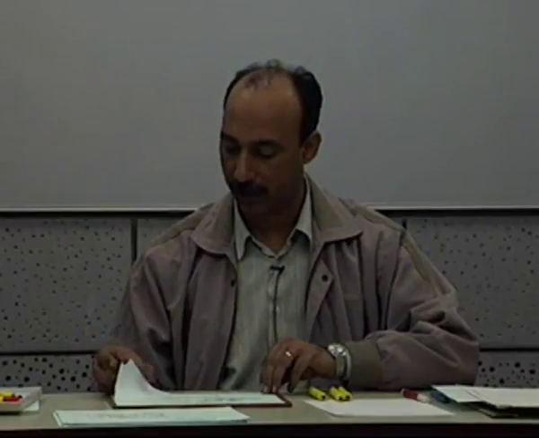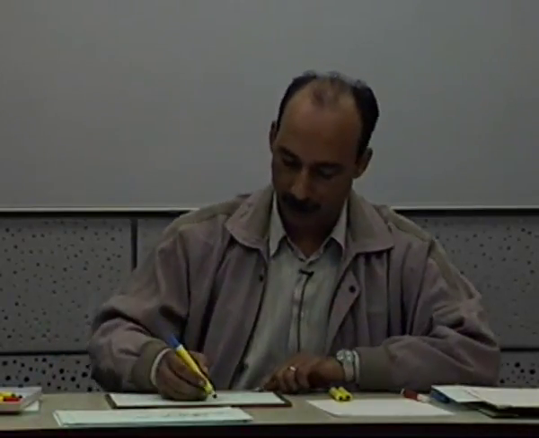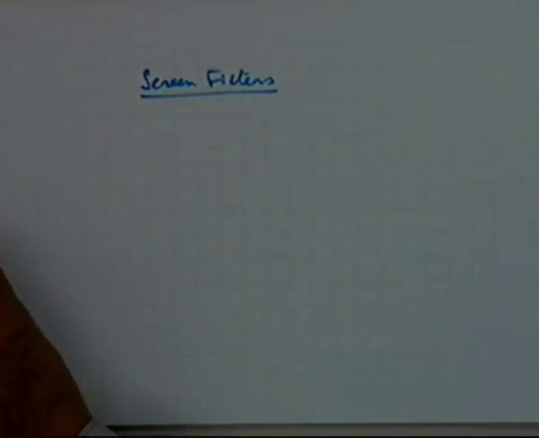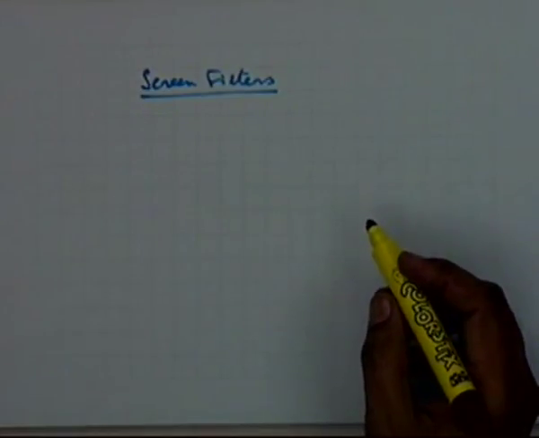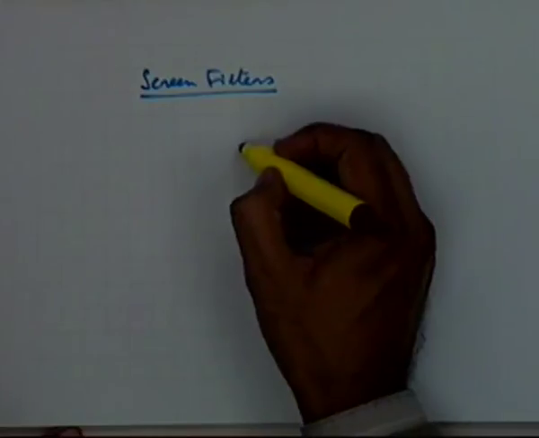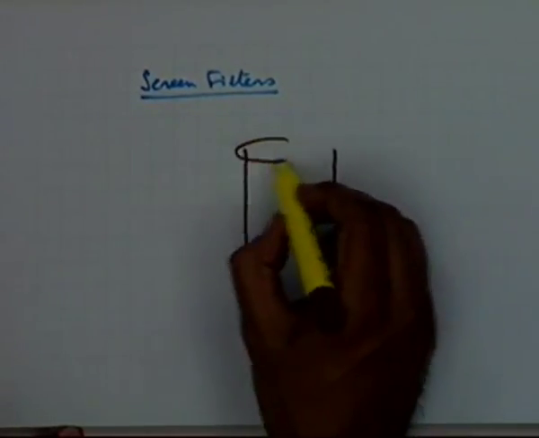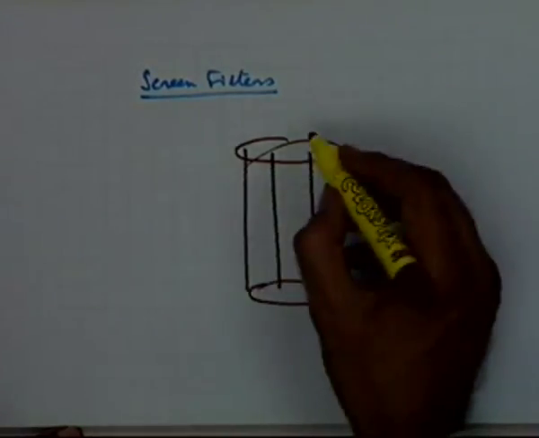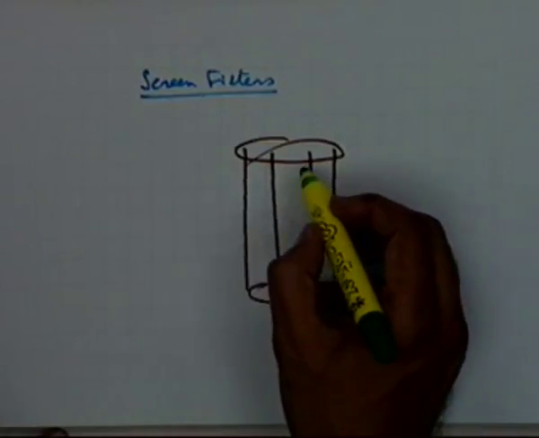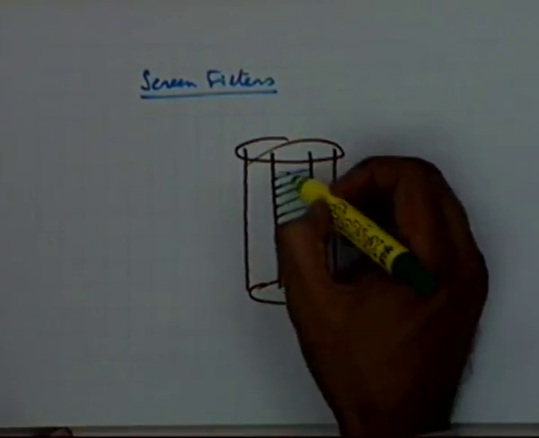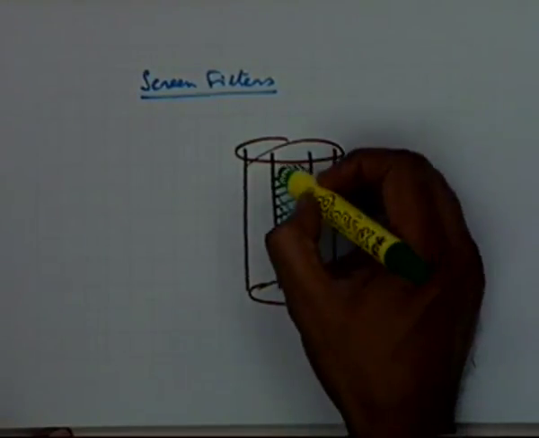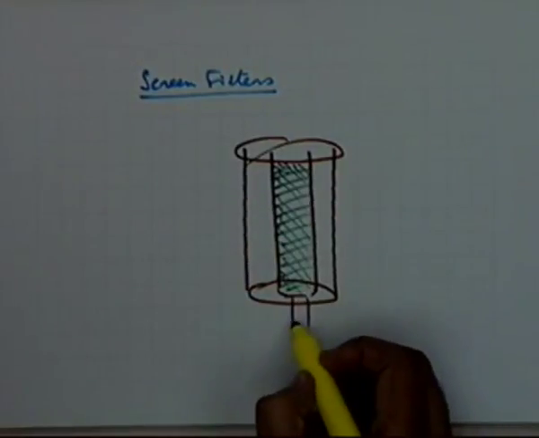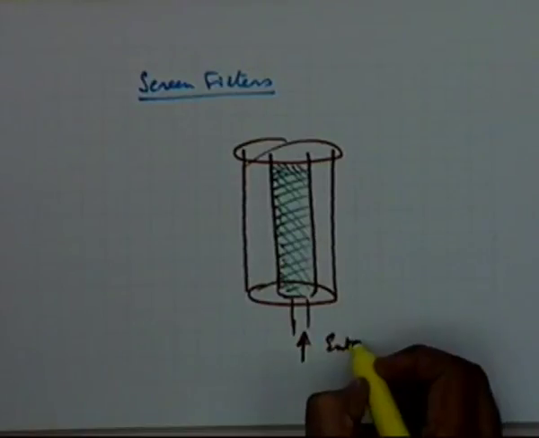Then you have the other type of filter units which are quite equally popular. They are the screen filters. In the case of screen filters, you use a wire mesh for filtering, and you might have such a situation that here you have a core which is having a mesh. Now in this case the water may be entering from this end, this is the entry point.